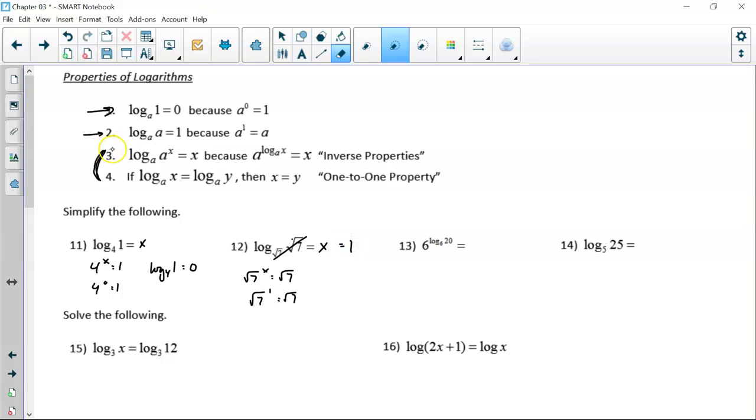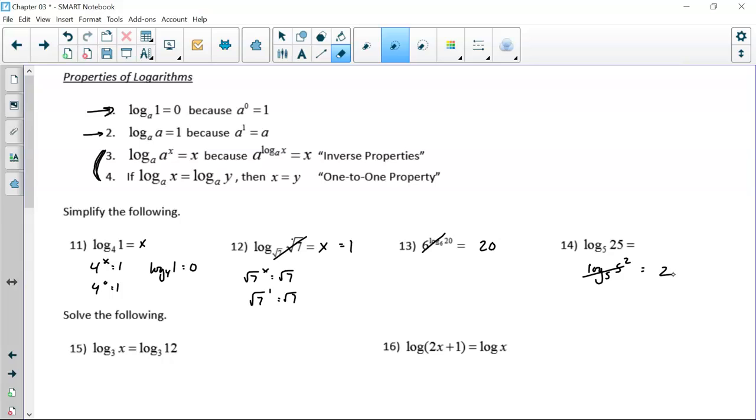Using that inverse property, 6 raised to the log base 6. Since this base and the log base are the same, they undo each other. We're left with just the 20. Now, looks like we're pretty close with this. But 25 we can rewrite. So log base 5. Now, 25 is the same as 5 squared. And when you see it written that way, you see the log base 5 of 5, they undo each other. We're left with just a 2. That's using that inverse property after we rewrote.